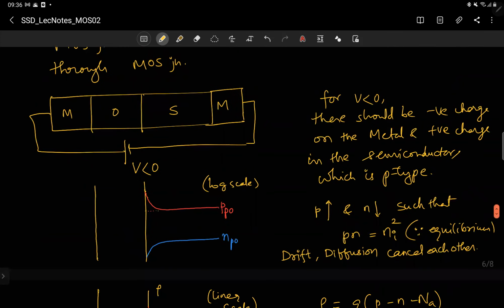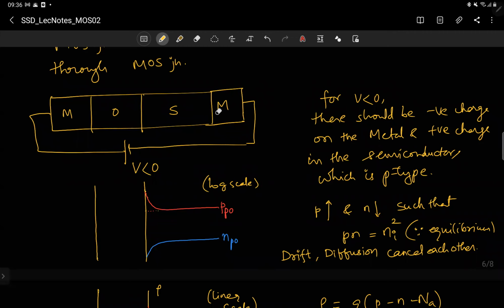And let us see what we have here. For V less than 0, there should be negative charge on the metal and positive charge on the semiconductor, which is p-type. After all, V less than 0 means this side is negative, so negative charge should be on the metal and positive charge in the semiconductor, because the entire voltage drop happens here. It's not like positive charge will be on this metal. There is no meaning in saying that, because charge can transfer between metal and semiconductor.